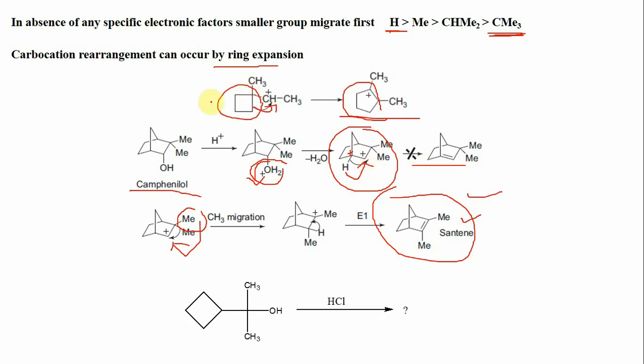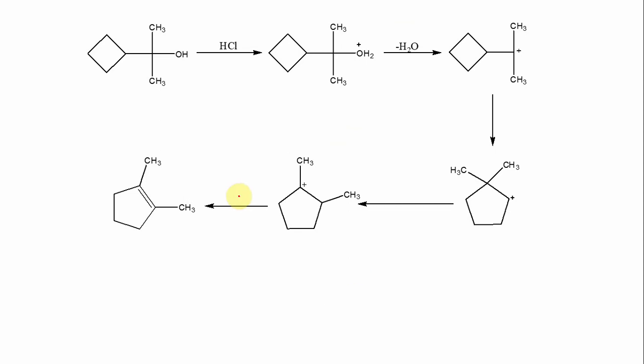Okay, let's next look at another example. Suppose you have this substrate molecule, which is a tertiary alcohol, and you treat it with HCl. Let's see what will be the possible product. As we know, our first step will be protonation of this OH group by H positive ion from this HCl. That will result in the formation of OH2 positive, which is unstable and is lost as a water molecule. So that results in the formation of this carbocation.